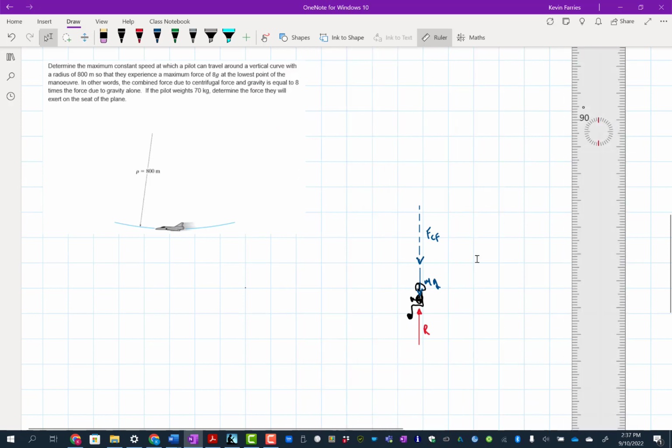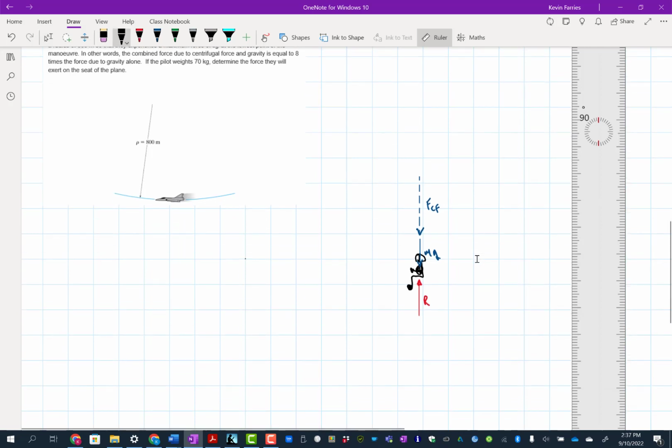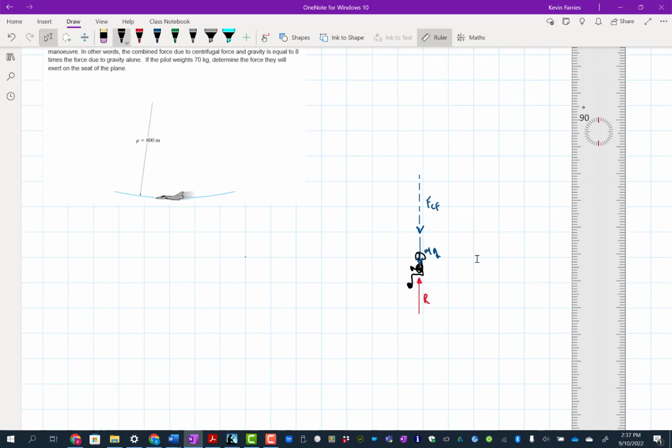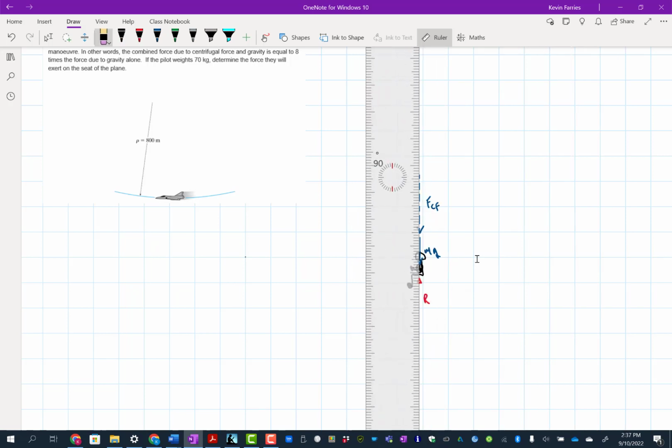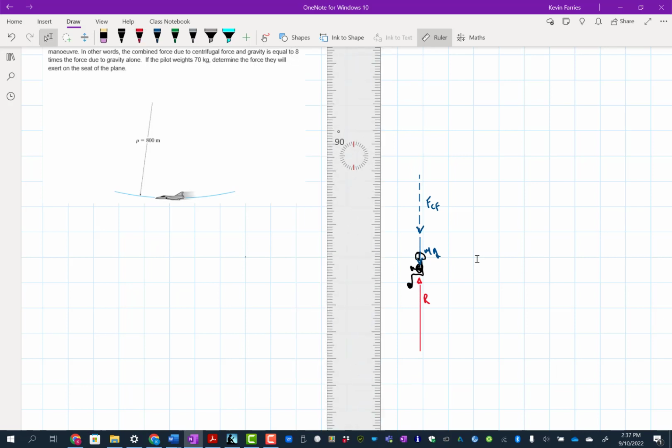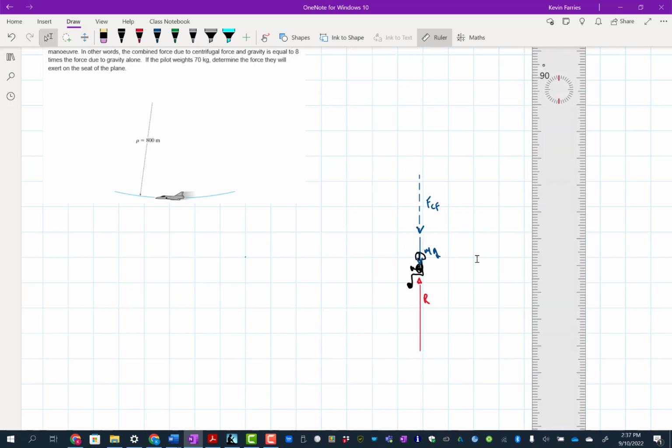So what do we know? Now that is completely not to scale, but that's okay. We're not going to use a scale drawing or anything like that. I don't like it anyway though. So let me be nitpicky. I want that reaction to be about the same length as the combined vectors for the centrifugal force and the weight.